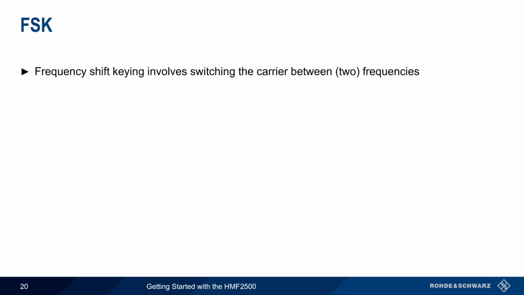FSK, or frequency shift keying, is a form of signal modulation where the carrier frequency shifts between two or more frequencies. The HMF supports binary frequency shift keying, where the switching is between two frequencies. These are called the carrier frequency and the hop frequency. In addition to configuring the hop distance in hertz, the switching speed or rate must also be defined.